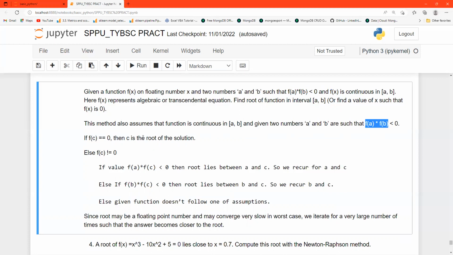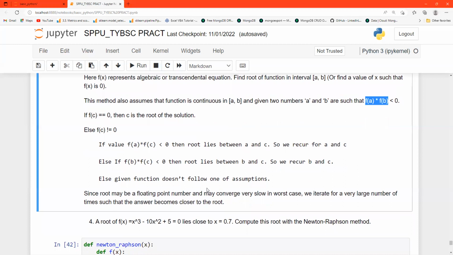And if f of c is equal to 0, then c is the root of the solution. So instead of a and b, take some c, and if you substitute it and f of c is equal to 0, then c is the root of that solution.